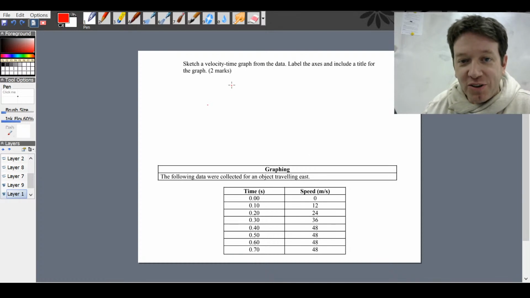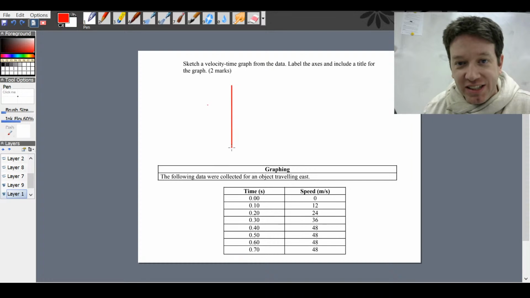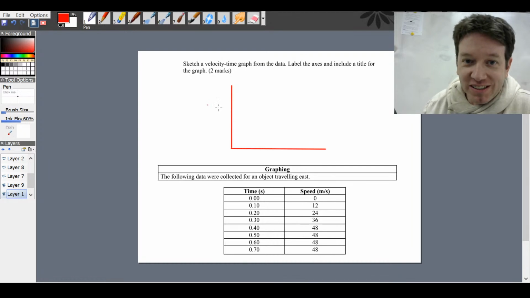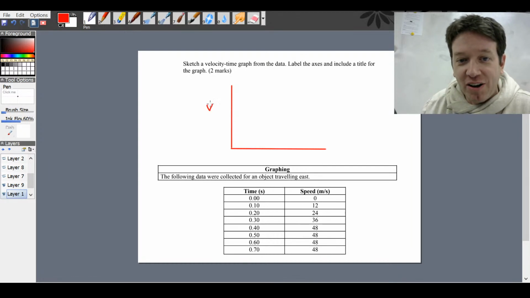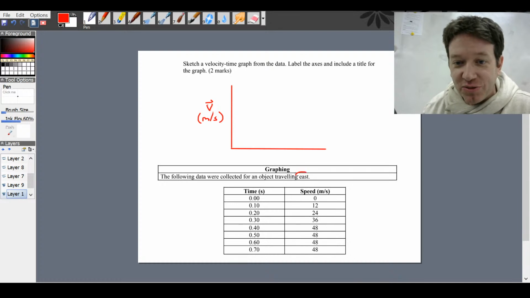So to draw our graph, and as a teacher, I will take off marks if you do not label your axes. Lots of students lose marks because they don't label their axes. So our vertical axis is our velocity. Include your units, meters per second, and include your direction. Notice this says they're traveling east, so we're going to put our direction in square brackets.